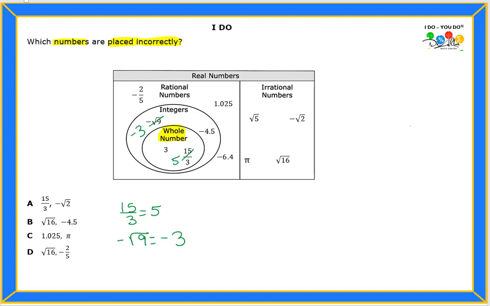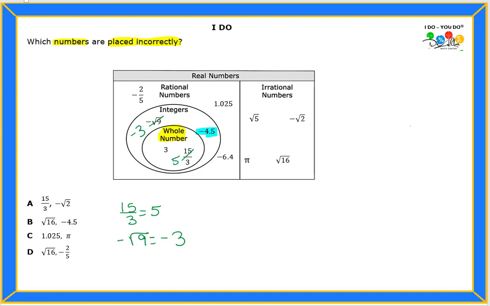What about negative 4.5? Now, I know what you're thinking. That's an integer because it has a negative number. Yes, it has a negative sign, but it's a decimal, and integers cannot have decimals. So this number is not in the right place. That's one of my answers that I'm looking for, right?